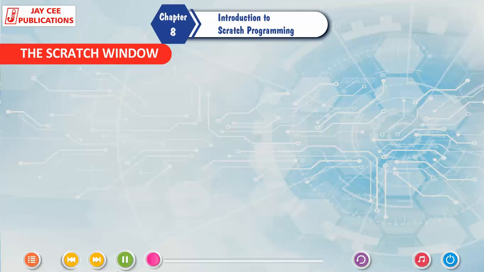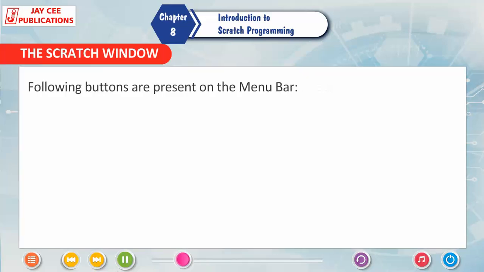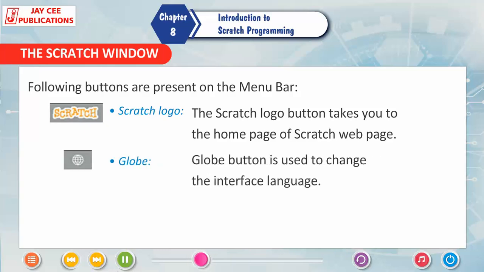Scratch window. Menu bar. Menu bar consists of various sprite-related tasks and commands. For example, you can open a new project, open an existing project, save a project, undo action, and help options, etc. Following buttons are present on the menu bar. Scratch logo. The Scratch logo button takes you to the home page of Scratch web page. Globe. Globe button is used to change the interface language.